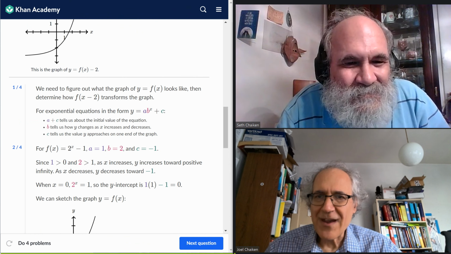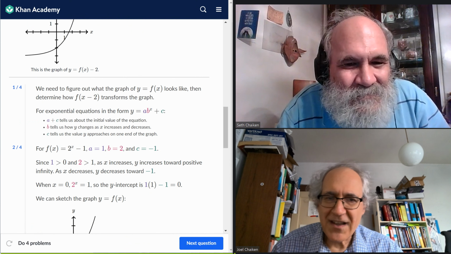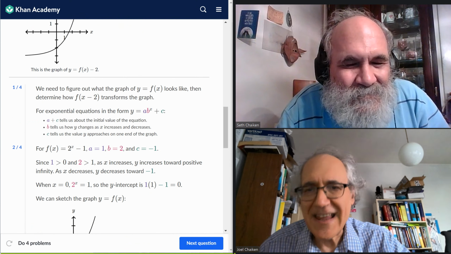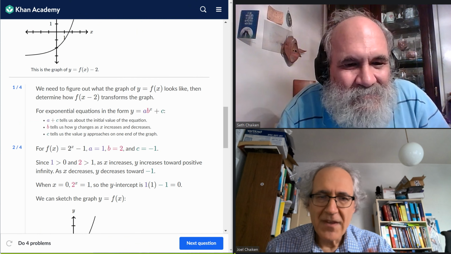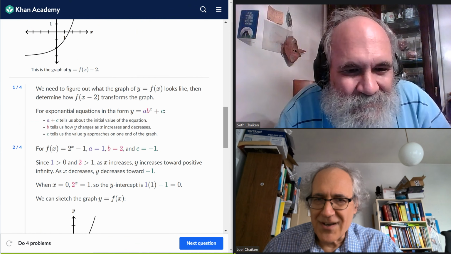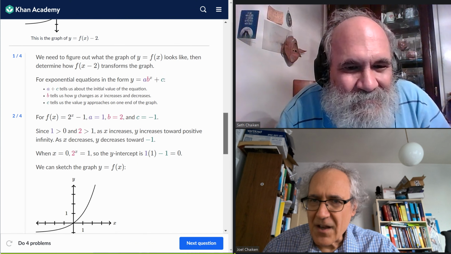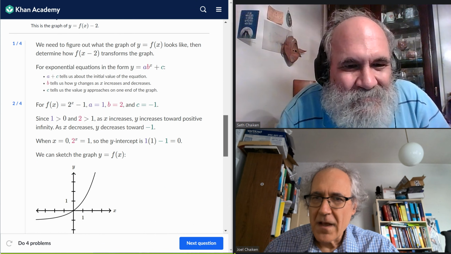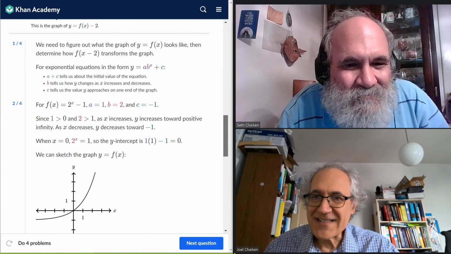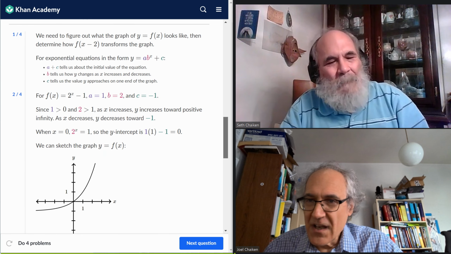Okay, we need to figure out what the graph of f of x looks like. Notice that doing the problem from the beginning, I sort of started at the end, like if you know something about transformational functions. Anyway, I started at the end. They started at the beginning. Then determine how this transforms the function. Don't forget, when I said, let's see how f of x minus 2 transforms the function, and then let's get f of x. Okay, there we go.